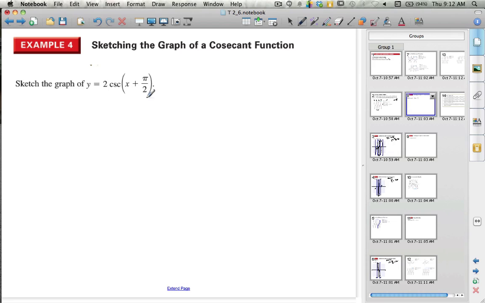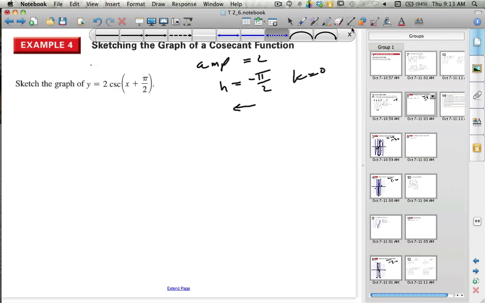Now we've got more stuff in here, right? So in this case, we've got the h. The amplitude is 2. I know I have h is equal to negative pi over 2, because this is x minus negative pi over 2. So that means a shift to the left. K is equal to 0, so there's no shift up and down. And what I'm going to start by doing is graphing this as if it was a sine function.